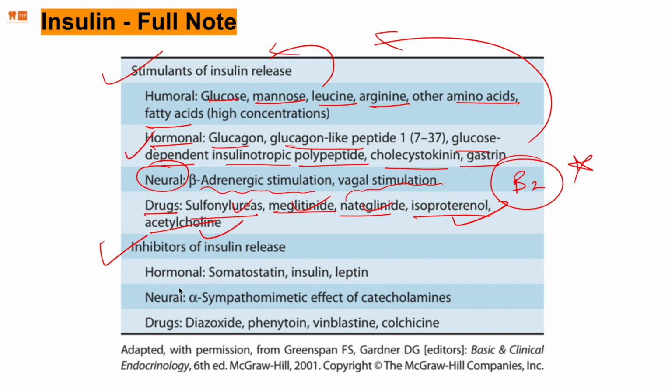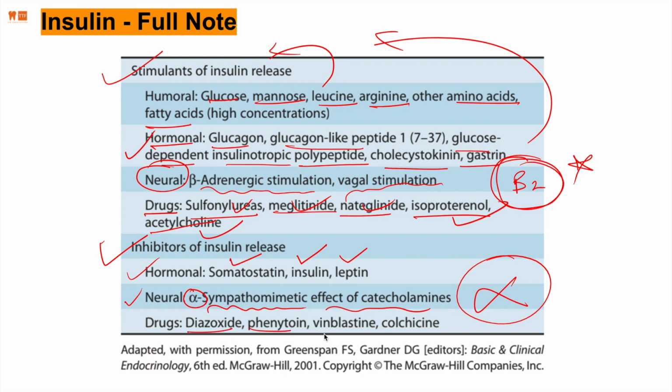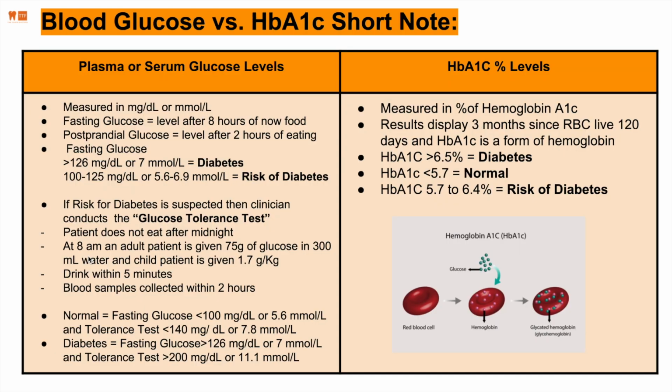Inhibitors of insulin release, hormonal, somatostatin. Remember, inhibitor of secretors. Of course, insulin is the inhibitor of insulin release, and leptin. Neurally, alpha sympathomimetic effects of catecholamines. Remember, this was beta-2. However, inhibiting insulin release is the responsibility of alpha. Okay. Drugs like diazoxide, phenytoin, vinblastine, colchicine, they tend to inhibit release of insulin. Perfect.